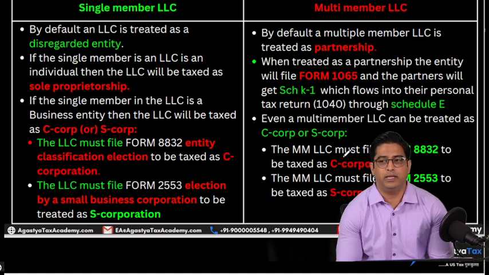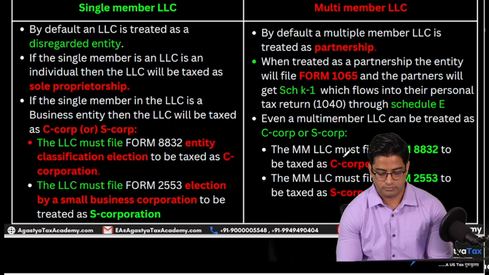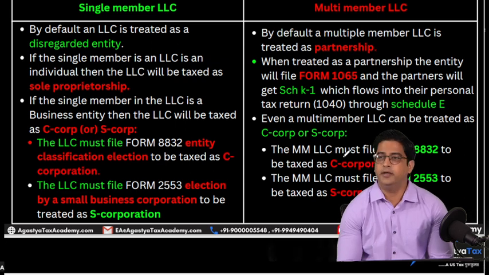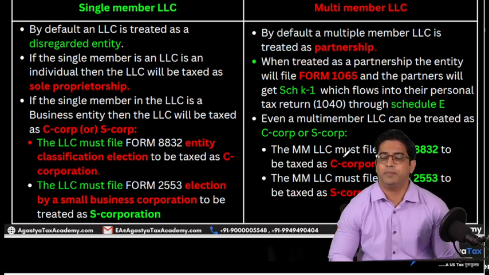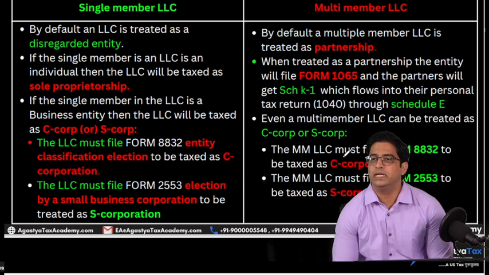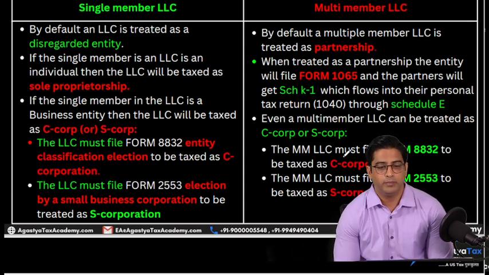Under multiple member LLC, by default, a multiple member LLC is treated as a partnership. Right. So what is the partnership form? Form 1065. Please write it in a different color.